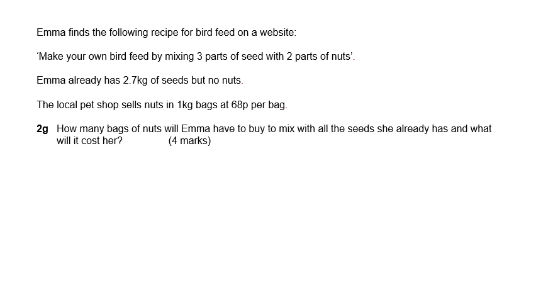Essentially we have a ratio here of making bird feed, and it's always a good idea to write the ratio out. So it's 3 parts seed to 2 parts nuts. We know that the 3 belongs to the seed, and the 2 belongs to the nuts.